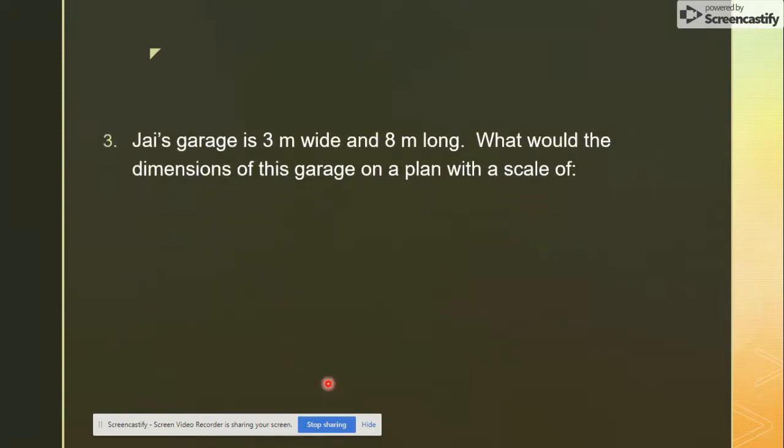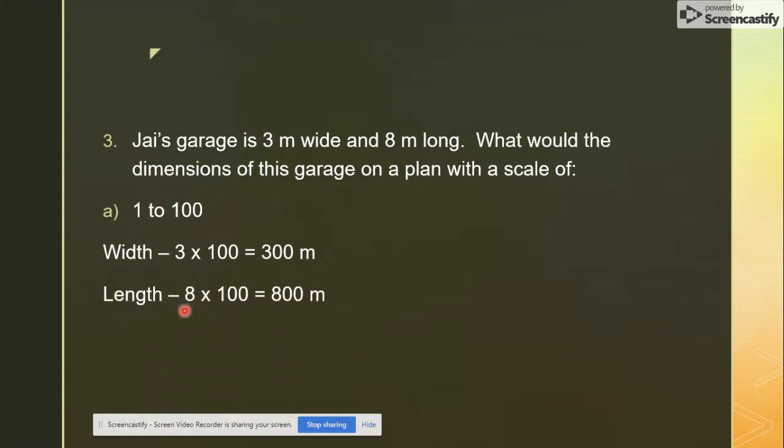This garage is 3 meters wide and 8 meters long. What were the dimensions of the garage on a plan with a scale of 1 to 100? So you would take that and you would times it by 100, and you would take that and you would times it by 100. So 3 times 100 gives you 300, and his length would be 8 times 100 gives you 800.